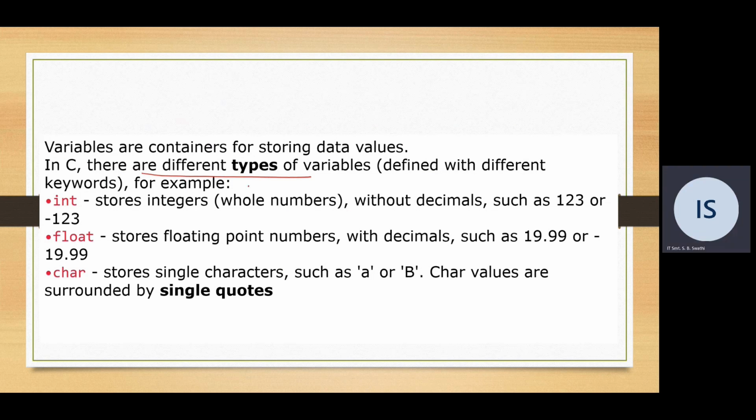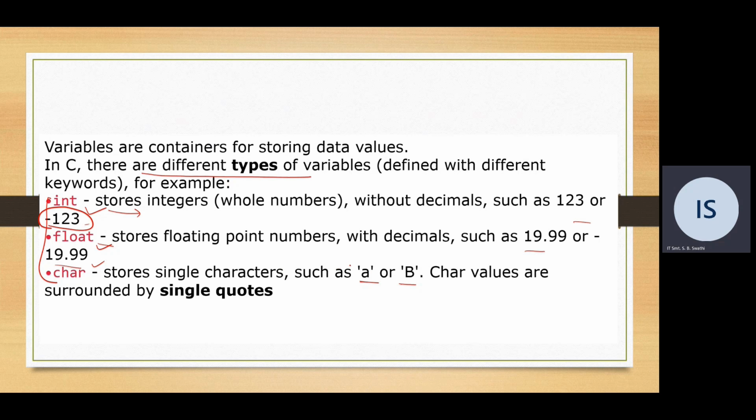Students, in C there are different types of variables. These are the three basic data types we have: integer, float and character. An integer number indicates only numbers which do not contain any decimal part. It can be a positive number or a negative number. Float numbers indicate decimal numbers, so they can also be positive or negative decimal numbers. And characters indicate only the alphabets within the range A to Z.